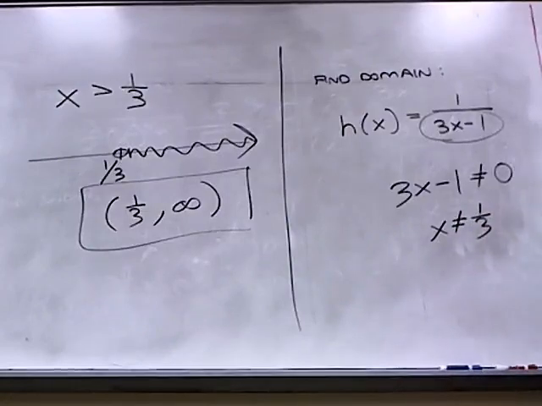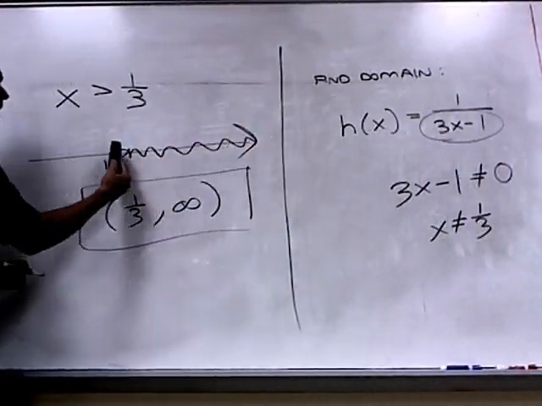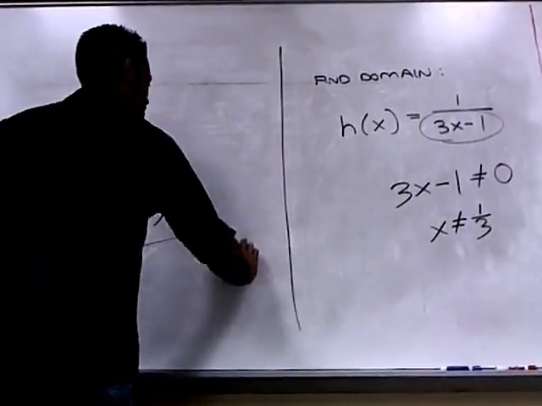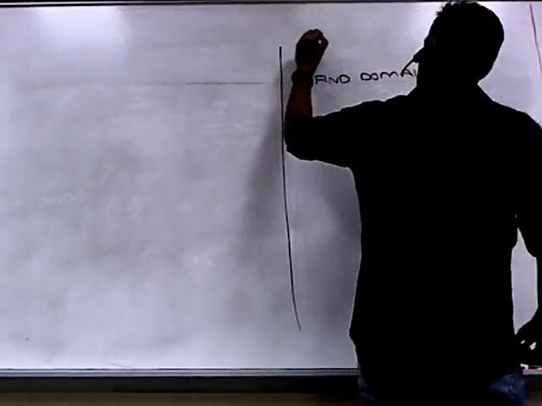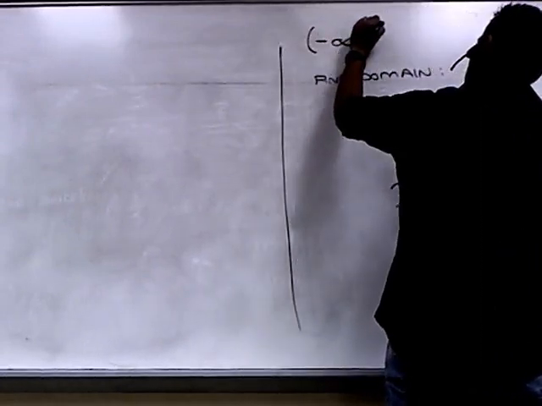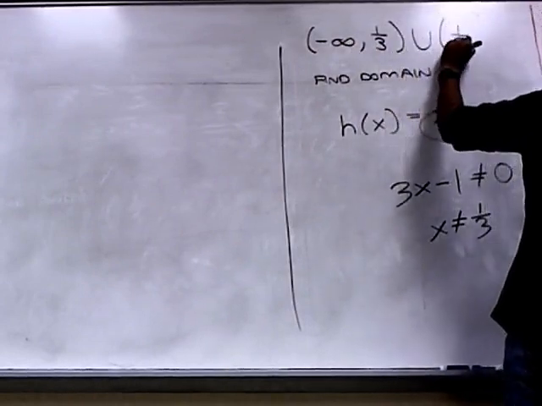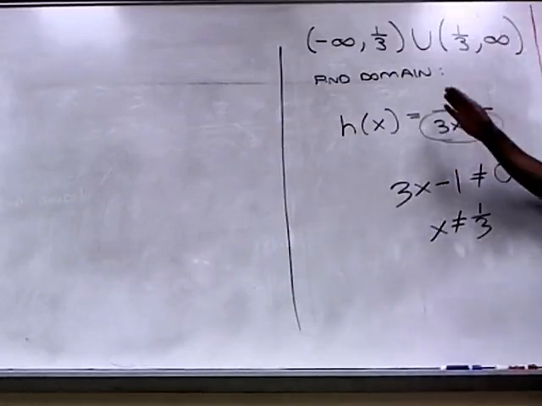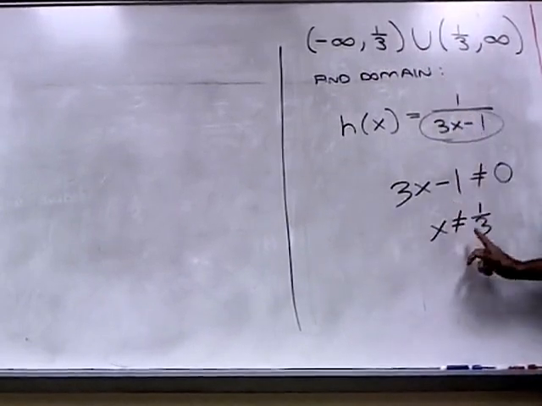So what would this answer look like in interval notation? Everything except that number. So now, if we look at this one, it would be everything over here and everything over here. So we would write it this way. I'll put the answer up here. What is it? Negative infinity to 1/3 union 1/3 to infinity. Do y'all see how that picks up everything except 1/3? It jumps over that one point. Everything except that.